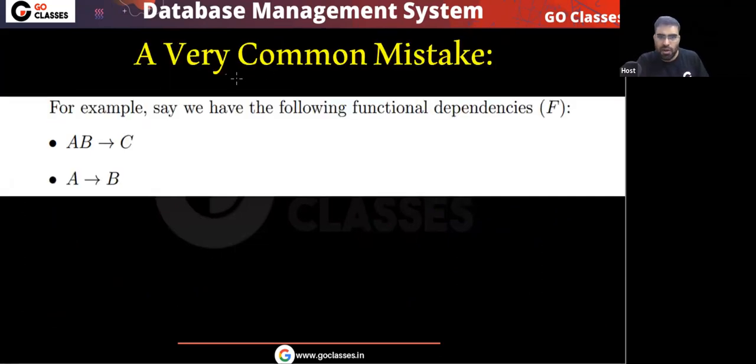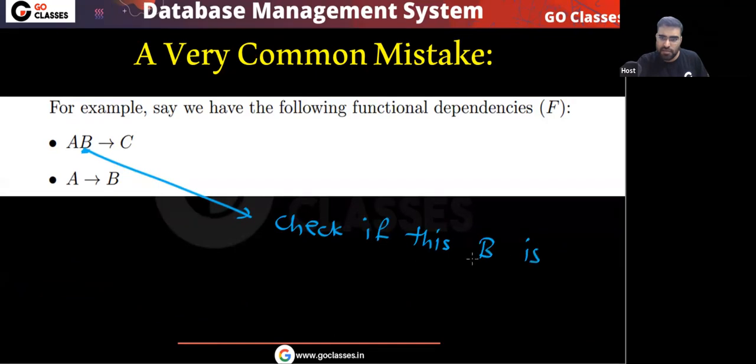Now let me tell you a very, very common mistake. If I ask you, is this extra or not, then what is a common mistake? Basically, my question is, is this extra? You want to check if this B is extra.